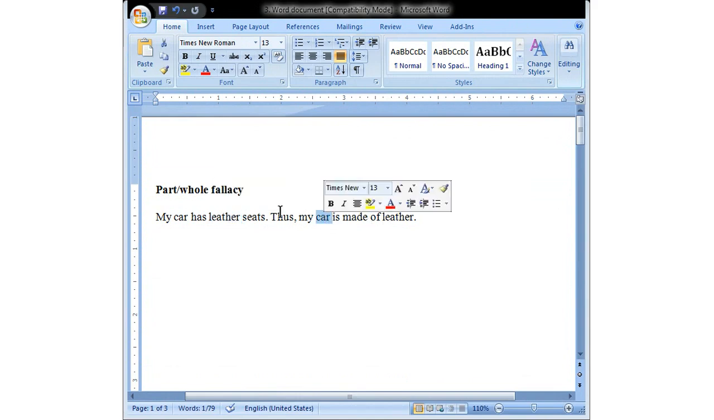So the car is the whole, right? The seats are the part, and you'd be saying of the whole that it is made of leather. I think you can all see that that's completely wonky, and now you have a name for that and can say, hey, you're committing a part-whole fallacy here. Can you see that, everyone? If that's clear, type in clear.